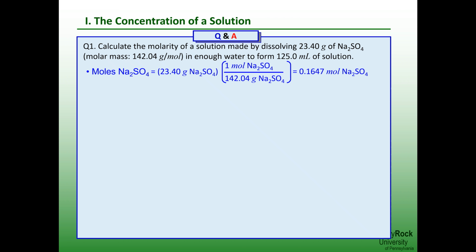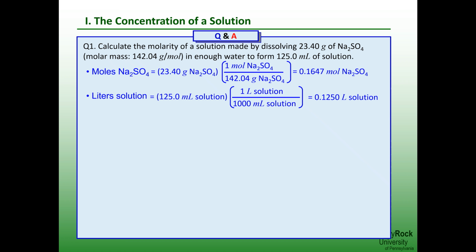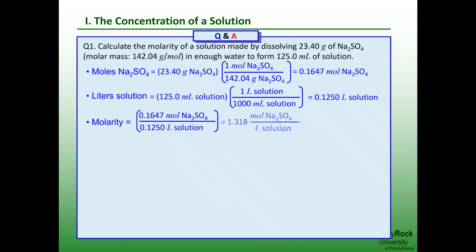Next, we need the volume of the solution in liters. Because molarity is moles per liter, we convert 125.0 milliliters into liters. Multiplying by a conversion factor of 1 liter over 1000 milliliters, we get 0.1250 liters. Finally, molarity is simply moles divided by liters. So, the concentration of this sodium sulfate solution is 1.318 molar.